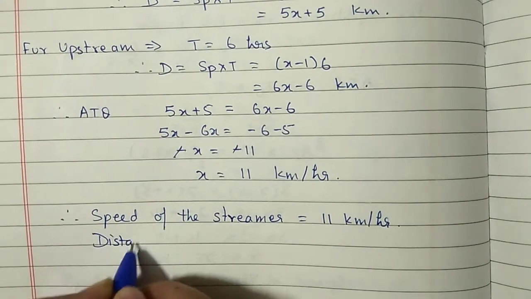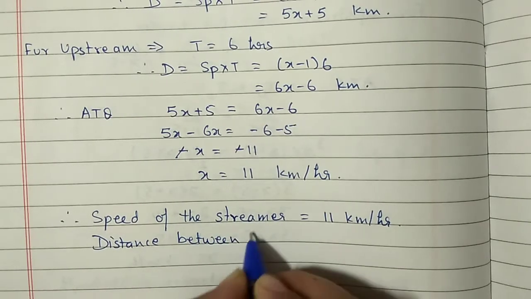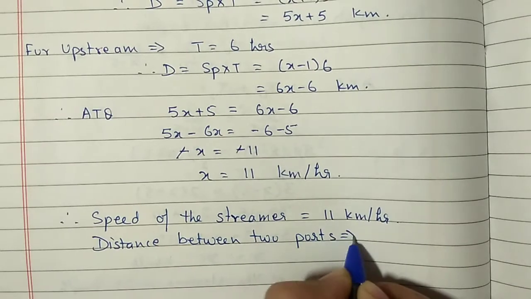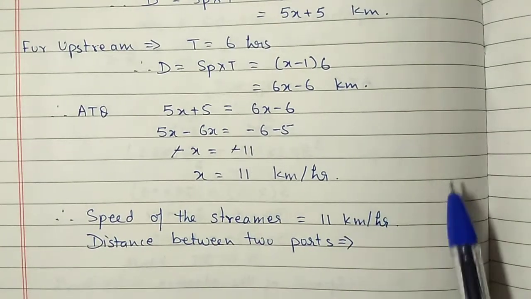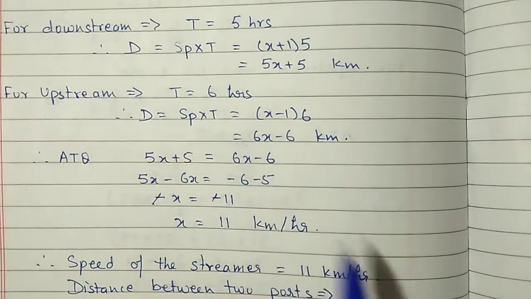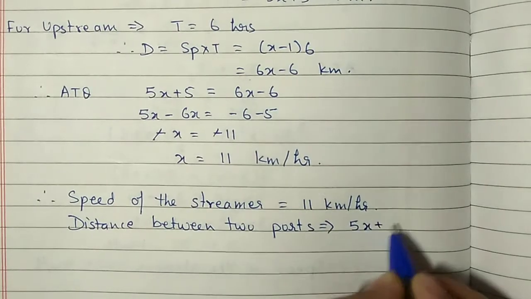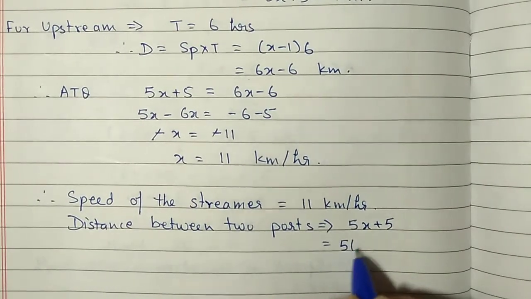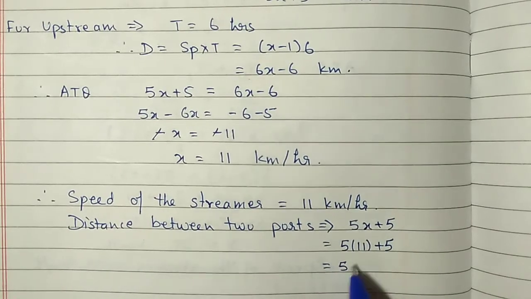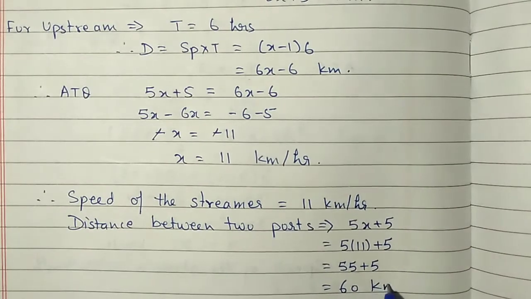Distance between two ports is, we can substitute anywhere. Two places we have calculated distance, here and here. So at any one place we can substitute the value of x. 5x plus 5. So 5 into 11 plus 5. 5 into 11, 55, plus 5, which is equal to 60 kilometer.